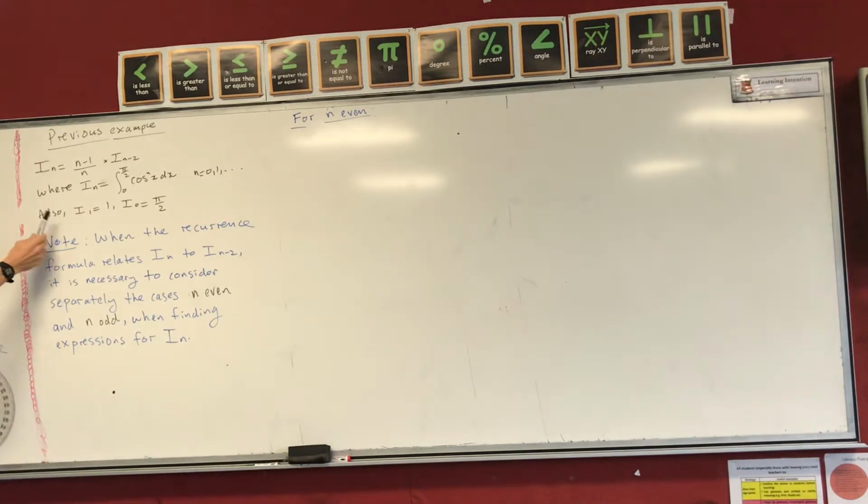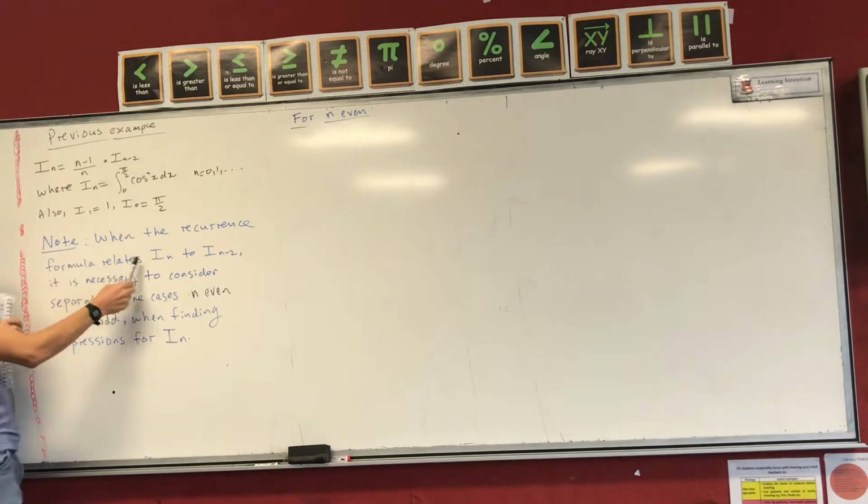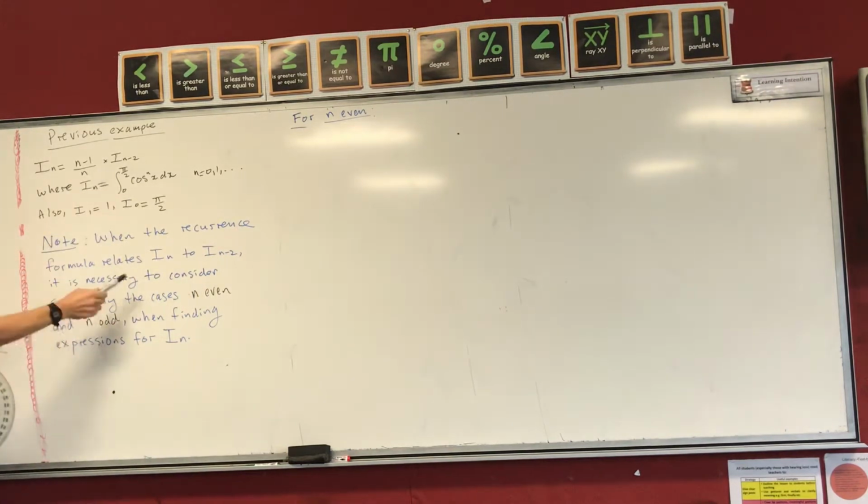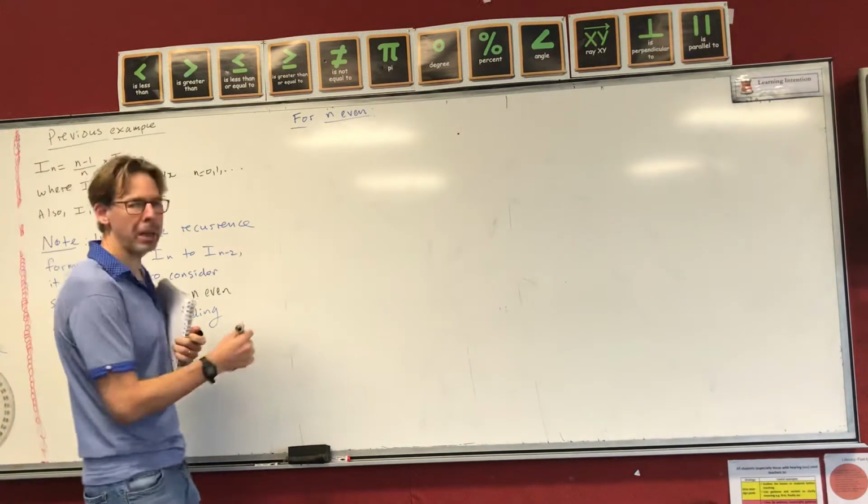Now, special thing to be aware of. When the recurrence formula relates In to In minus 2, it is necessary to consider separately the cases for n even and n odd when finding expressions for In. Now you'll see why that's so. So let's just start off by looking at n even, and I'm just going to do some basic numbers here.